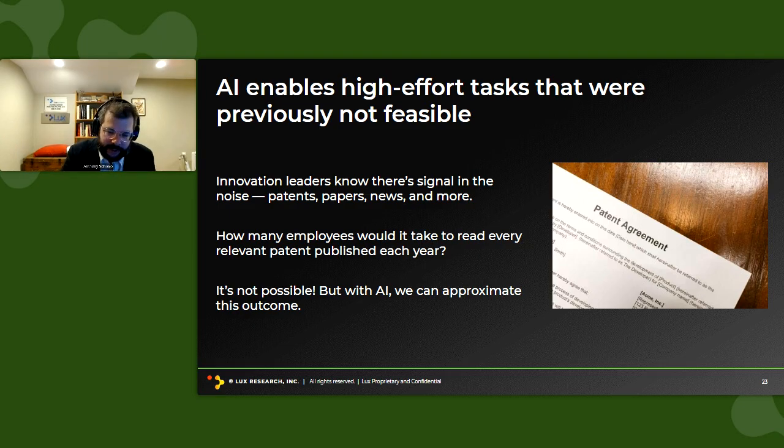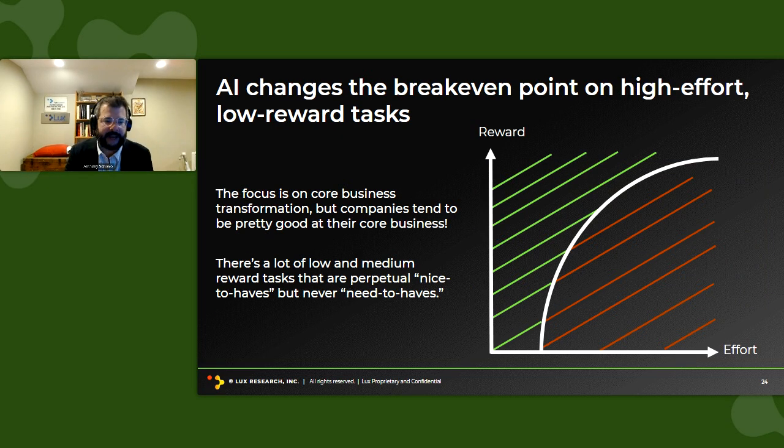But I think the most important thing to recognize about the reward is that there's often this focus on core business transformation, or top-down transformation. And I think this typically misses the mark. You're probably pretty good at your core business. And if you're not, well, I don't know if AI can help you, frankly speaking. But there's a lot of low to medium reward tasks that end up in this perpetual nice to have, but never need to have category.